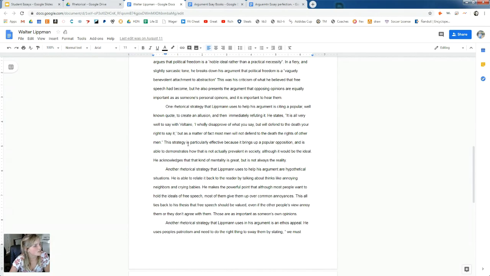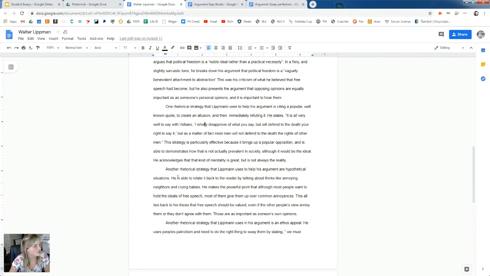This strategy is particularly effective because it brings up a popular opposition and is able to demonstrate how it is not actually prevalent in society, although it would be ideal. He acknowledges that the kind of mentality is great, but it is not always the reality.